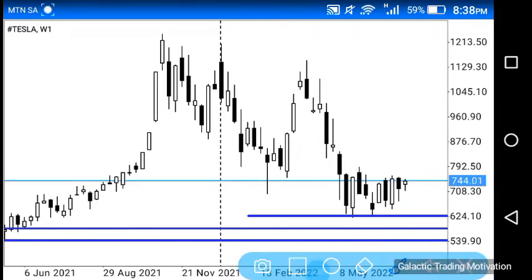On the weekly chart, we have a gap over here, and that tells us that the market has to fill that gap at one point or another.